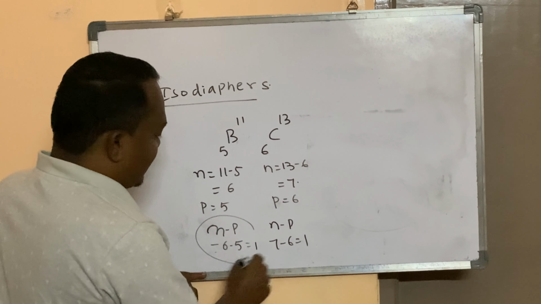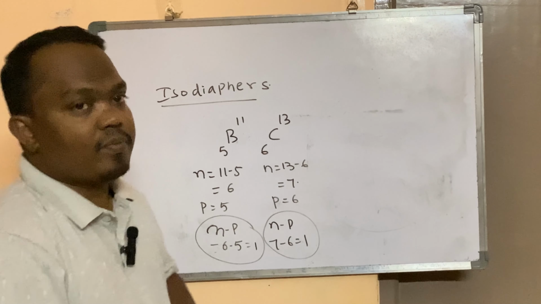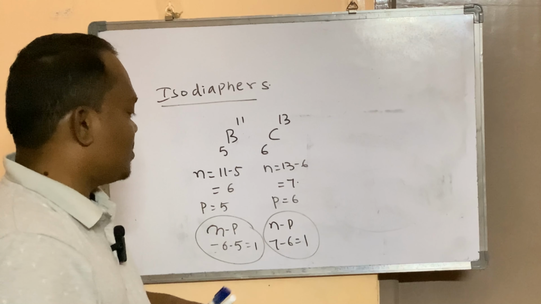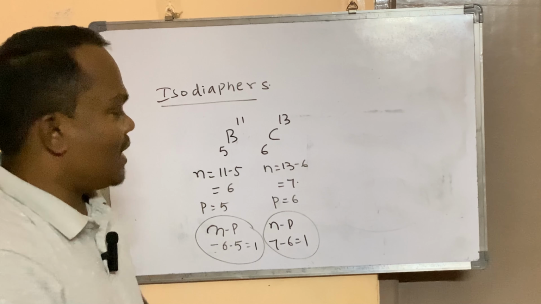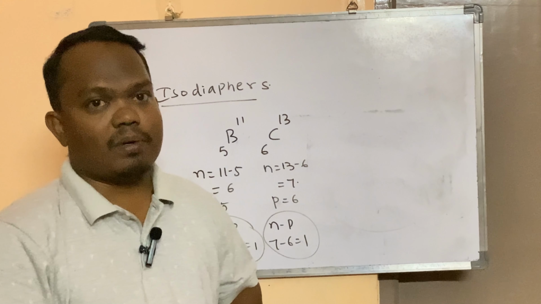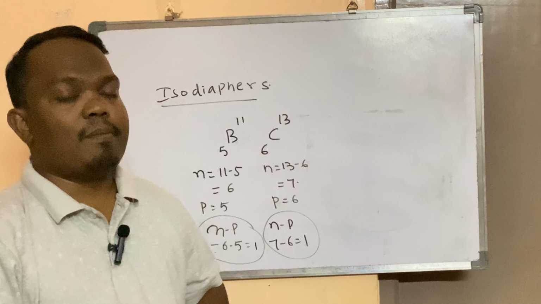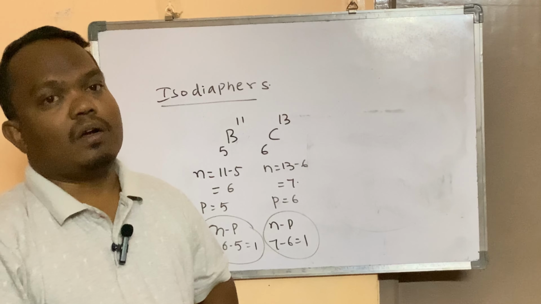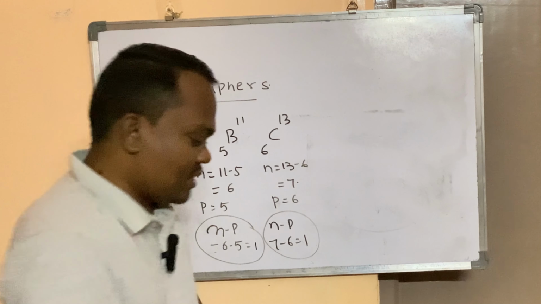So when we take the difference between neutrons and protons, it is the same, and that is named isodiaphers. Isodiaphers have different atomic numbers, different mass numbers, but the difference between neutrons and protons is the same. I hope this concept is clear.